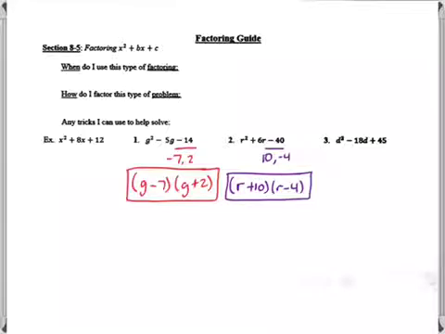And then last, we've got d squared minus 18d plus 45. We're looking for the factors of 45 that add up to be negative 18. Well, I know that's going to be negative 15 and negative 3. So I get d minus 15 and d minus 3.